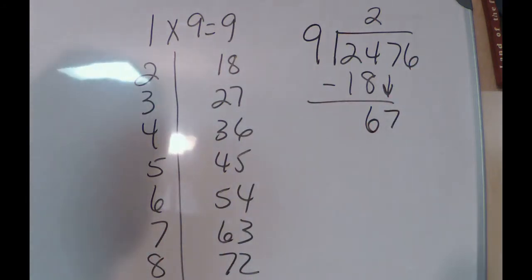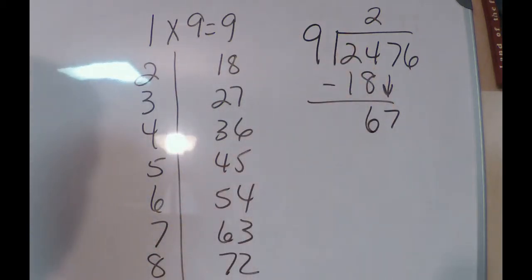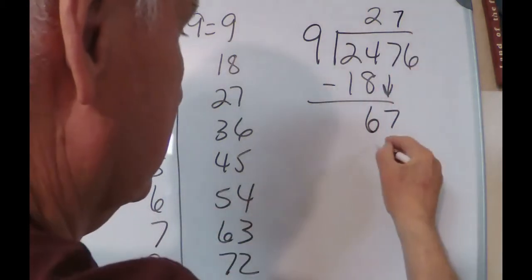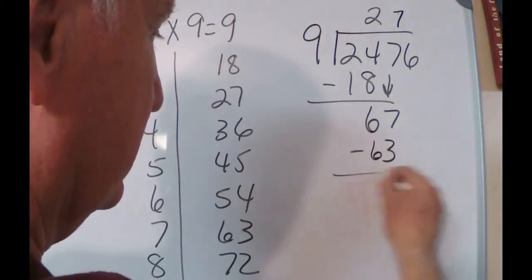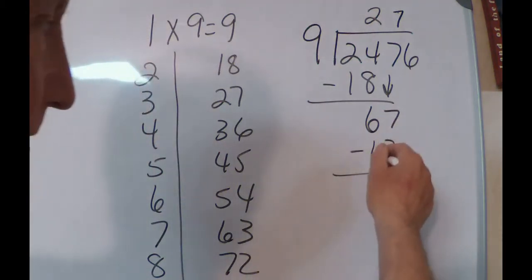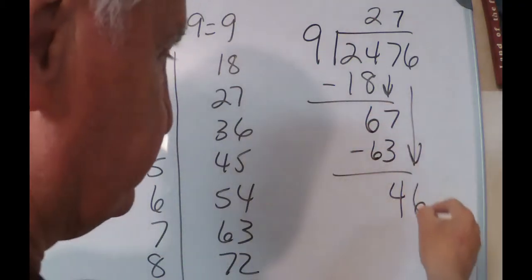Now I have to ask myself, 9 goes into 67 how many times without going over? And of course that's going to be 63, because 8 times 9 is 72, which is too much. So if I go back, 7 times 9 is 63. I'm subtracting again. 63 from 67 is 4. I bring down my 6.